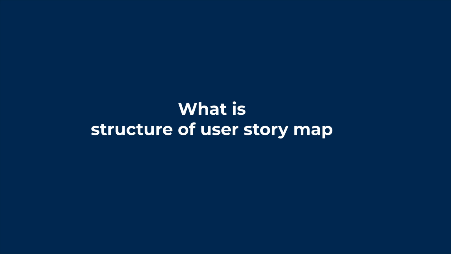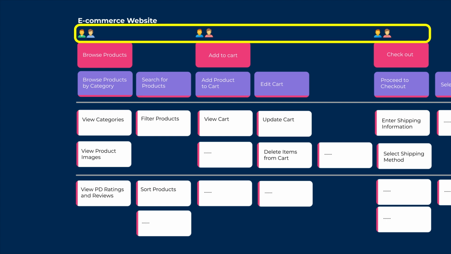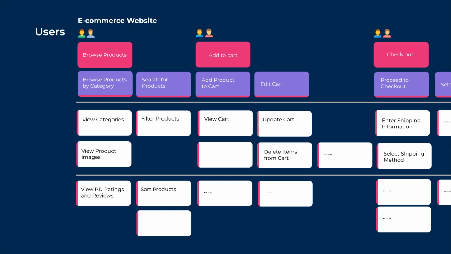So what is the structure of user story map? Here is the structure of user story map. This is what we call the users. A map tells a story about a type of person doing something to reach a goal. Make sure to include them in your map along with a bit of information about them. Try using lightweight persona sketches to describe your user.